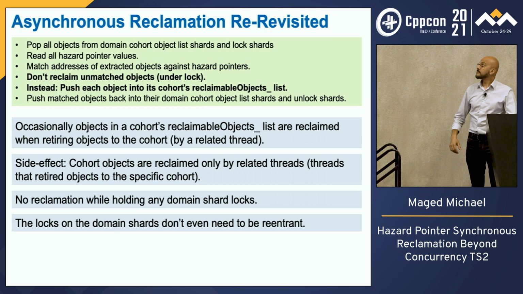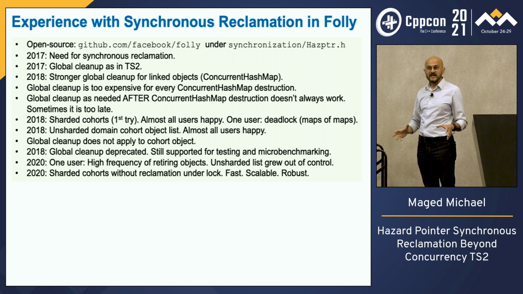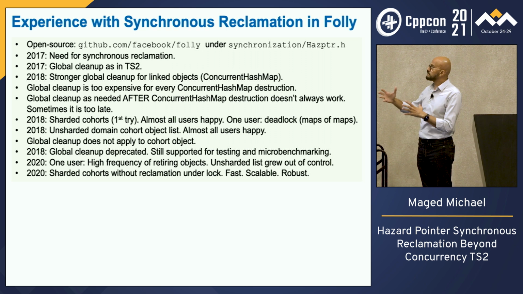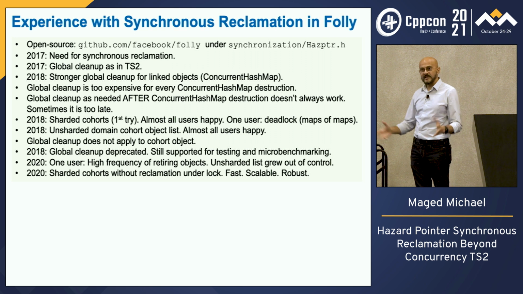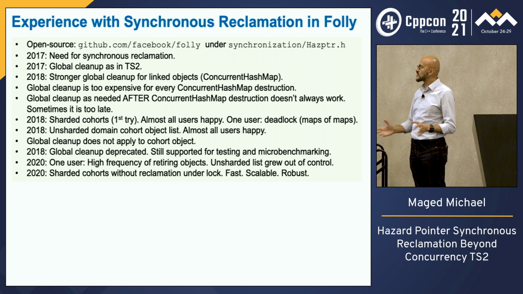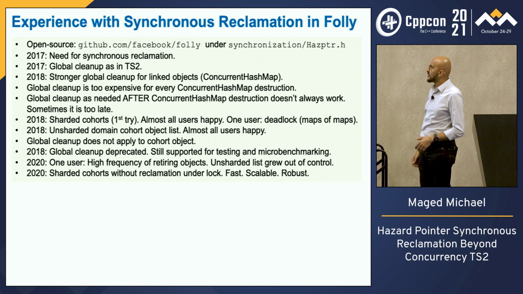Oh, time. Right. So now that I talked about this implementation, let me just go through the experiences that we gained from the Folly implementation of hazard pointers. It's heavily used, indirectly, by thousands of engineers who are using data structures in many different ways that depend on synchronous reclamation of hazard pointers. Folly is available as open source on GitHub.